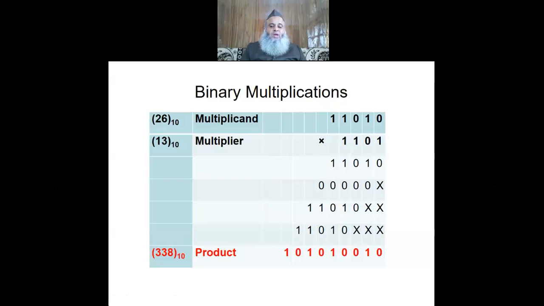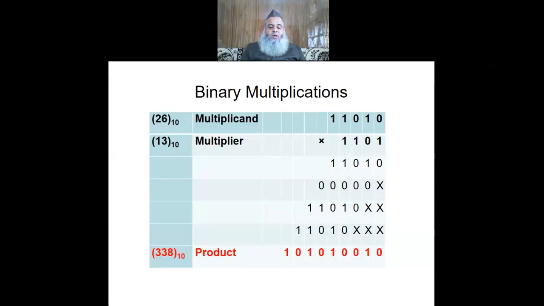32k 64k 128k 256k 512k, and then 1024k. So 1024k will be 1 mega, 1m, 1000k. That will be 1m, and then again it will start 2m, 4m, 8m, 16m, 32m, 64m, 128m, 256m, 512m, and then 1024m. So 1024m will become 1 gig.